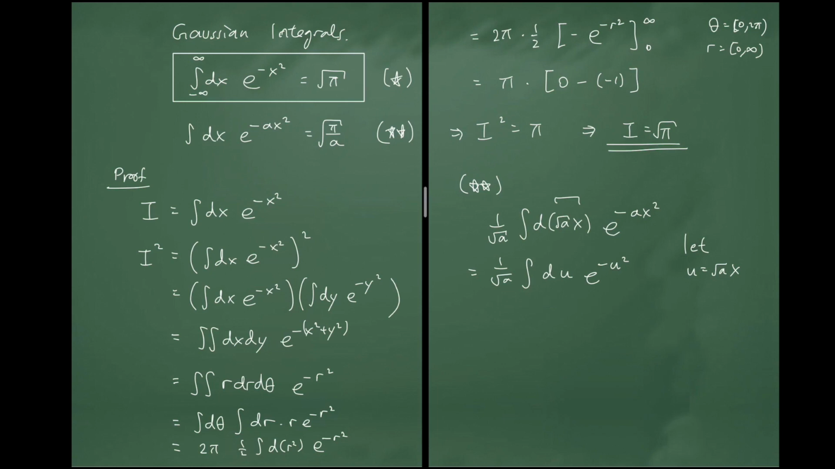So we can use the result from star over here. We must also double check the limits, because x goes from minus infinity to infinity. When you go to u, it's still minus infinity to infinity, because if x is plus or minus infinity, u is the same as plus or minus infinity. So the limits don't change. So this is exactly a Gaussian integral, which is root pi. So now we have the results. We have these two most important results.